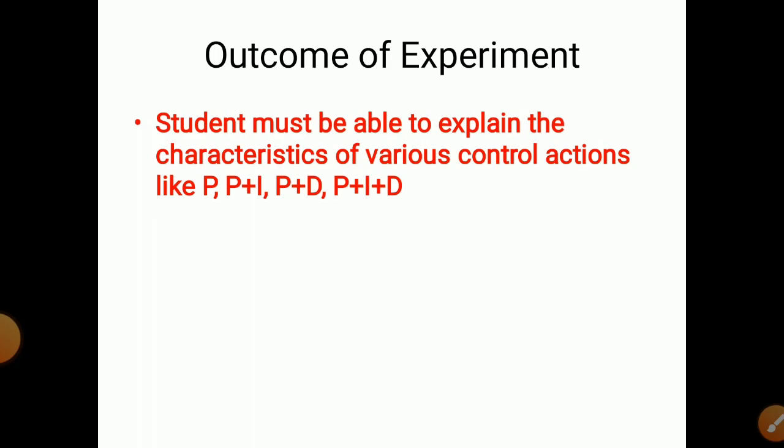What is the outcome of the experiment? The student must be able to explain the characteristics of various control actions like P plus I, P plus D, and P plus I plus D. After using such control actions, we will understand what the characteristics of the instrument will be. This is the outcome of the experiment.